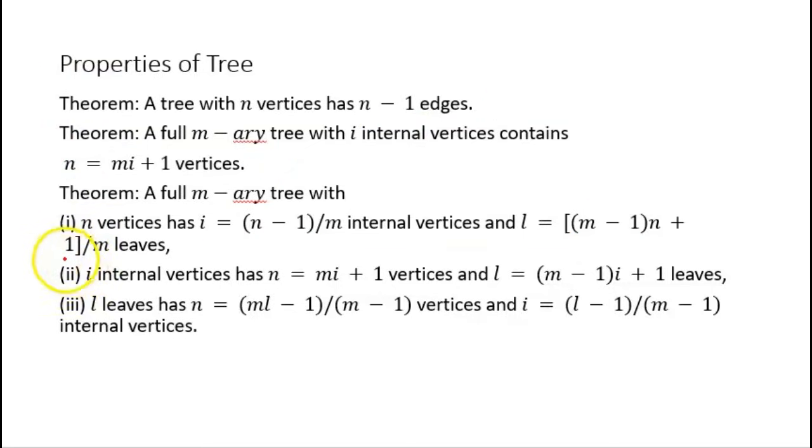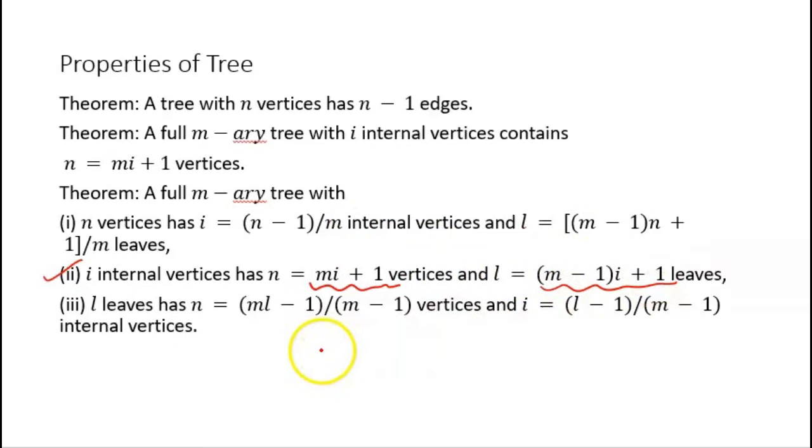So there are two more results here. First is a full m-ary tree with I internal vertices has this many vertices and this many leaves. So what they are saying, the second part here, is that if there is a full m-ary tree and it has I internal vertices, then it will have a total of m into I plus 1 vertices, which we already discussed, and the total number of leaves will be (m minus 1) into I plus 1.